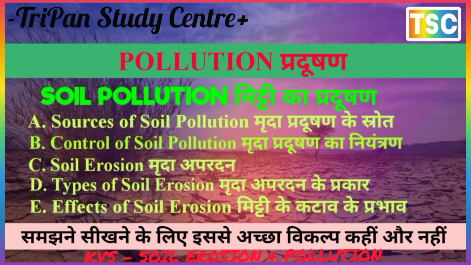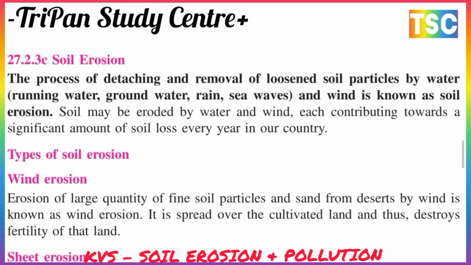The next is soil erosion. Soil erosion is very dangerous for the soil. It is the process of dashing and removal of loose soil particles by running water, groundwater, rain, sea waves, and winds. This is known as soil erosion.